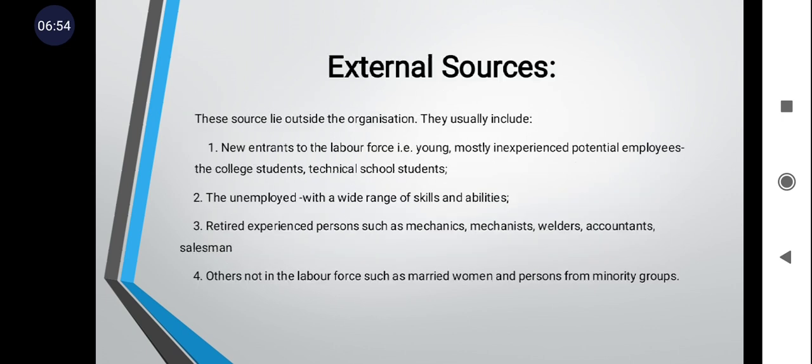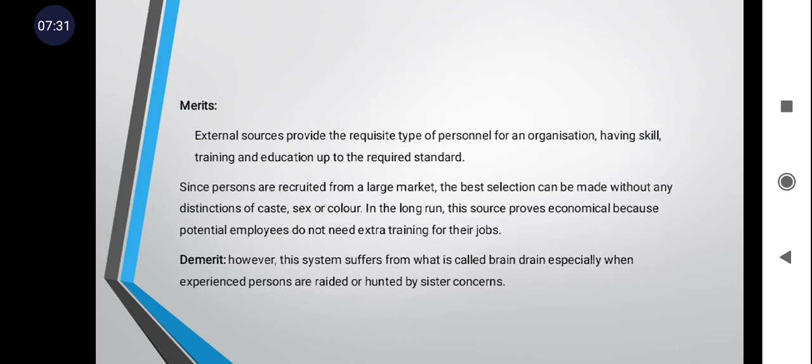External sources. These sources lie outside the organization. They usually include new entrants to the labor force, that is young, mostly inexperienced potential employees, the college students, technical school students, the unemployed with a wide range of skills and abilities, retired experienced persons such as mechanics, machinists, welders, accountants, salesmen. Others not in the labor force such as married women and persons from minority groups.